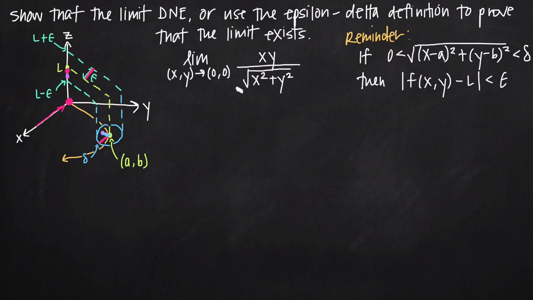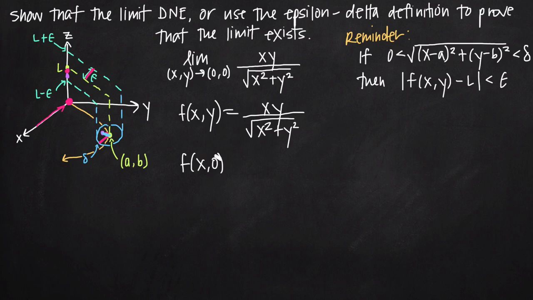which means that we can evaluate this function at the coordinate point x, 0. So in other words, if we say f of x, y is equal to our function here, xy divided by the square root of x squared plus y squared, what we want to do is evaluate this function f of xy at f of x comma 0. So we're plugging in 0 for y, and we want to see what our result is.